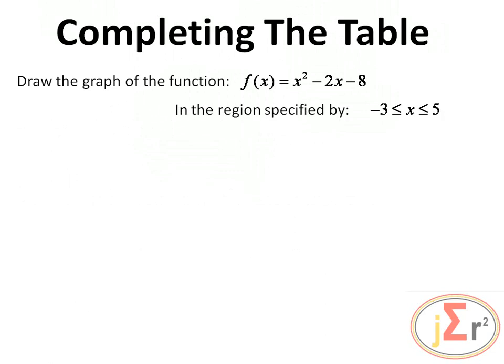Now we are going to graph this function in the region specified by -3 is less than or equal to x is less than or equal to 5. We can take a tip from the x being between -3 and 5 to mean that we may go from -3 to 5 inclusive. However, this is saying that -3 is less than x and x at the same time is less than 5, which is sufficient to say that x is between -3 and 5 inclusive.